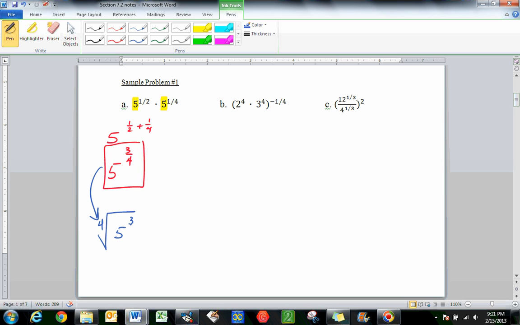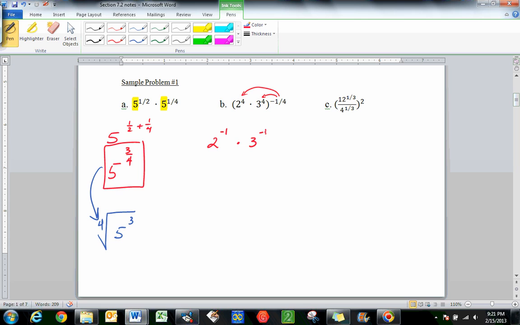So if we look at part B, we have a situation where the 2 and the 3 are not the same base, even though they both have a 4 there. But we do have an exponent outside the parentheses, so that exponent has to be applied to both parts of the parentheses. So we're going to have 4 times negative 1/4, which is actually negative 1, and then same thing for the 3 to the 4th, 4 times negative 1/4 is also to the negative 1 power.